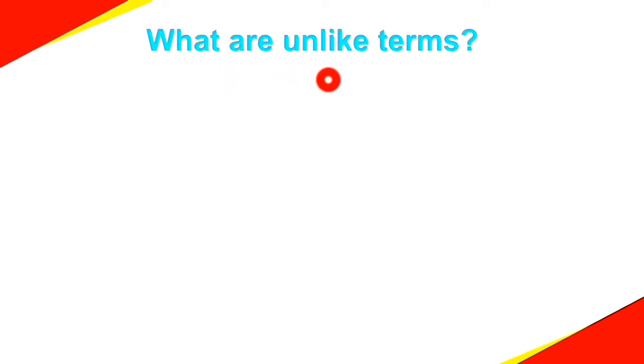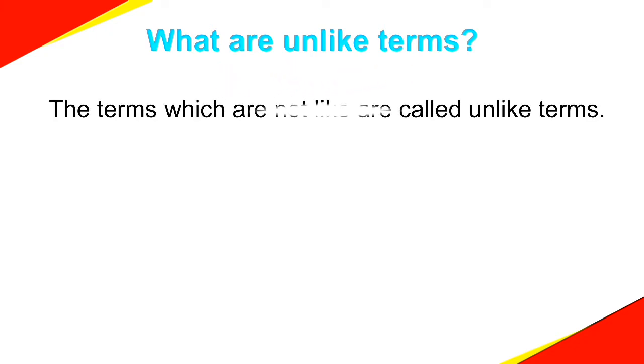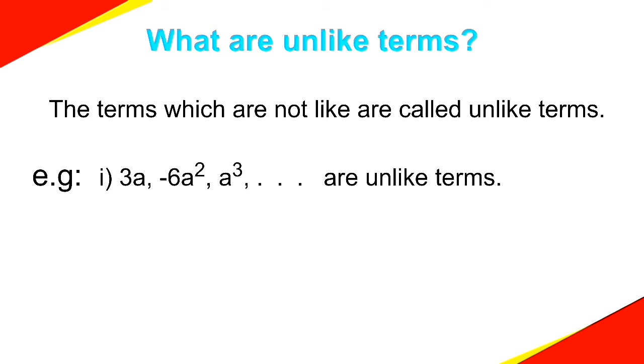What are unlike terms? The terms which are not like are called unlike terms. Now we are going to see some examples. That is 3a, minus 6a square, a power 3. Here the common term we can take is a, but the powers differ. So we can say that 3a, minus 6a square, a cube are unlike terms.